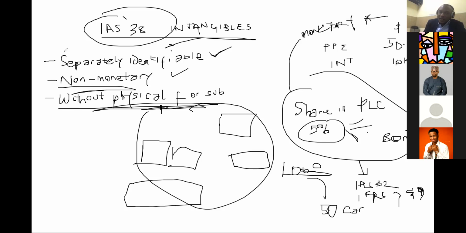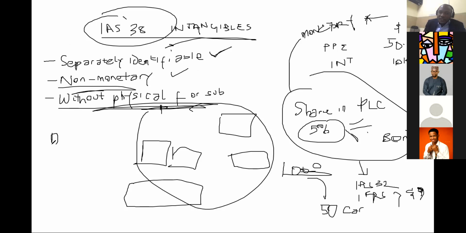So that's our definition. Those are the three important things in defining intangible assets. It must be separately identifiable, meaning it can exist on its own. It must be non-monetary, meaning it is not cash or a cash equivalent like a bond or a share. And it doesn't have a physical form or substance.